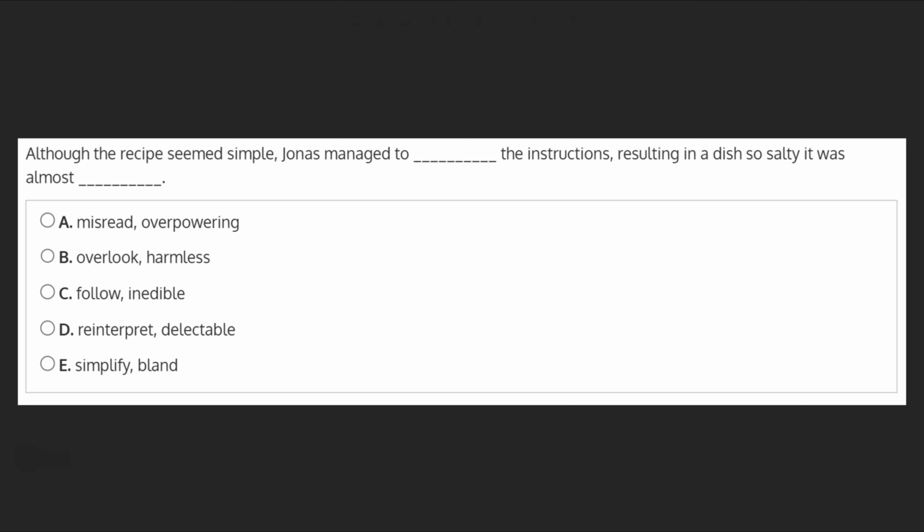Although the recipe seemed simple, Jonas managed to blank the instructions, resulting in a dish so salty it was almost blank. When faced with a two-blank question like this one, the first thing we'll do is read the full sentence and try to understand its overall meaning, even with both words missing.